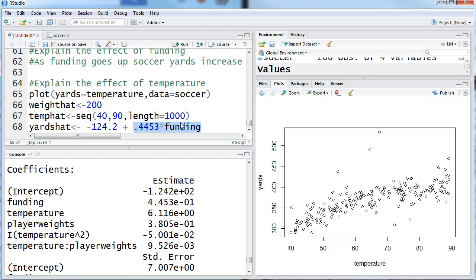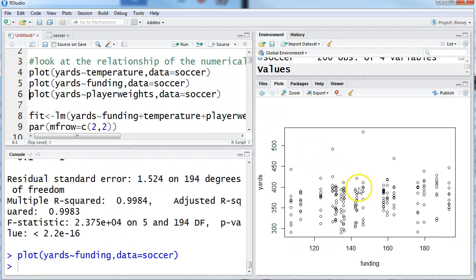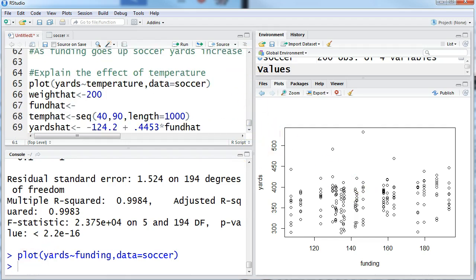The curvature is still going to be the same. The explanation is going to be the same. But if I really want to have a funding, I need to have a predicted value of funding, fund hat, and do I even care? No. Except I kind of like something realistic. How about 150? A nice middle value.